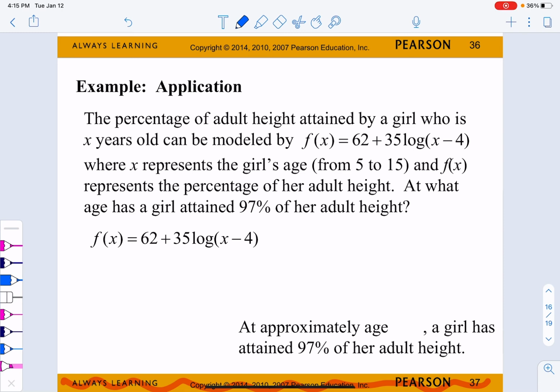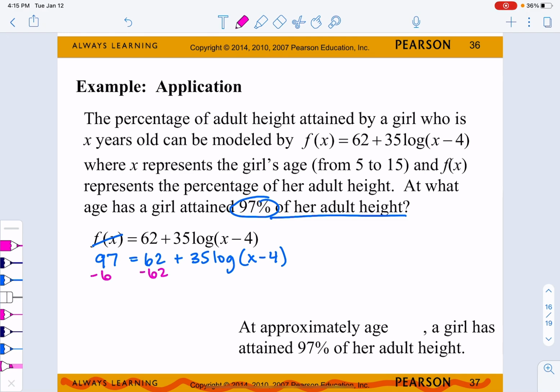So we have an equation. We're trying to figure out when they will be at 97% of their adult height. That means that our f of x is going to be 97. So 97 is going to equal 62 plus 35 log of x minus 4. Our goal is to get x all by itself. So first thing that has to go, subtract that 62. If I subtract 62, that's going to leave us with 35 is equal to 35 log of x minus 4. Well, that's an easy division.